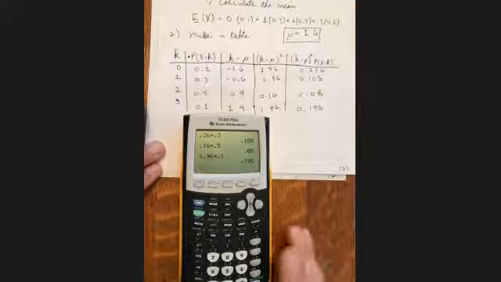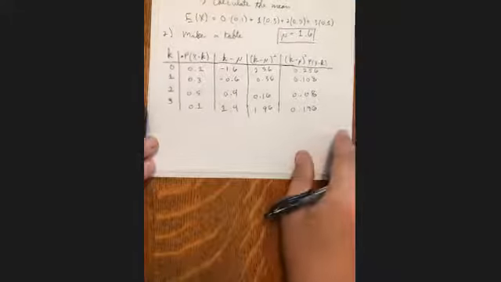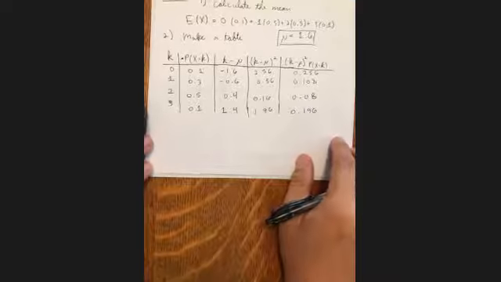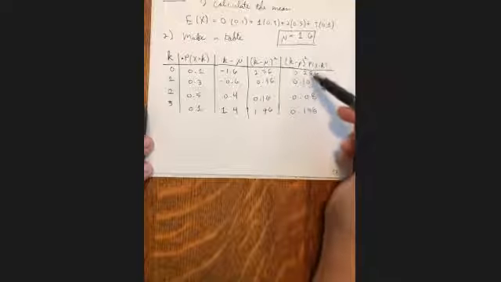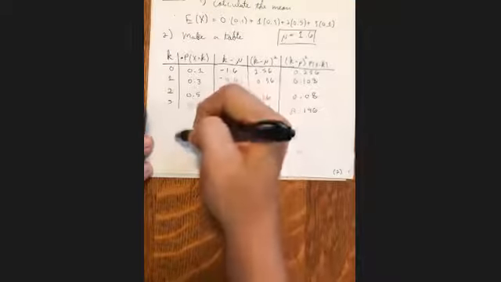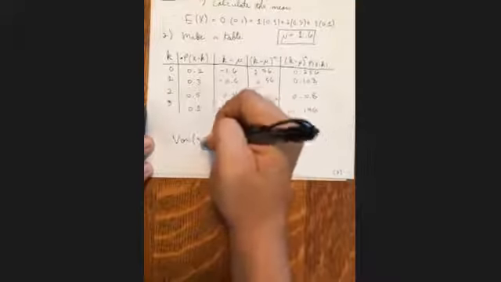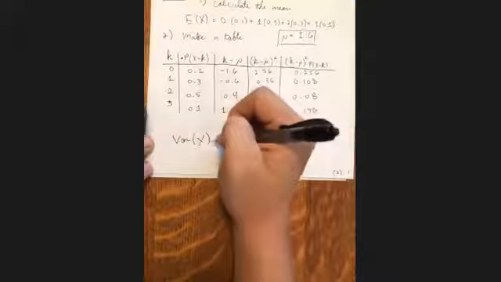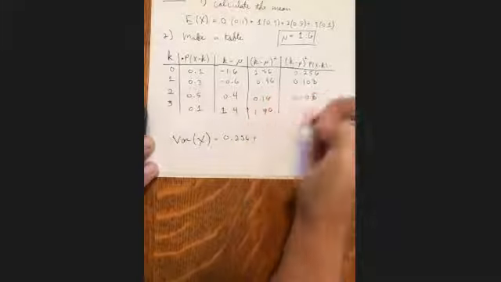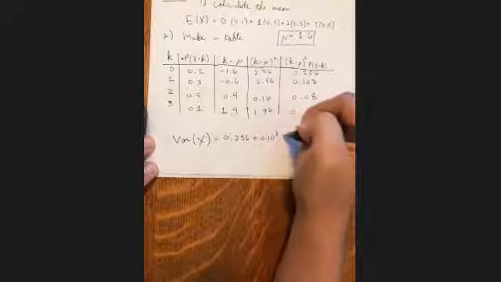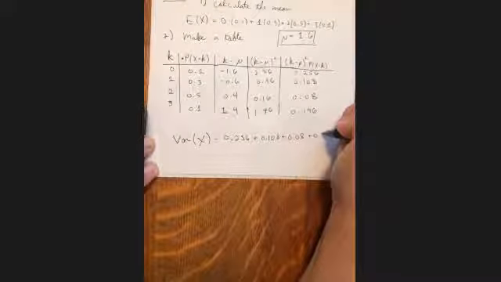0.196. Okay. So once you fill out the table, in order to compute the variance, all you need to do is add up all the values in the last column. So the variance of this random variable x should be equal to 0.256 plus 0.108 plus 0.08 plus 0.196. So we add all of those up.